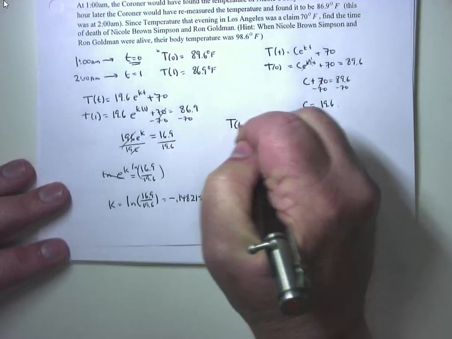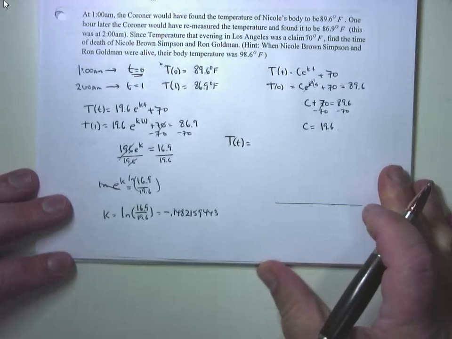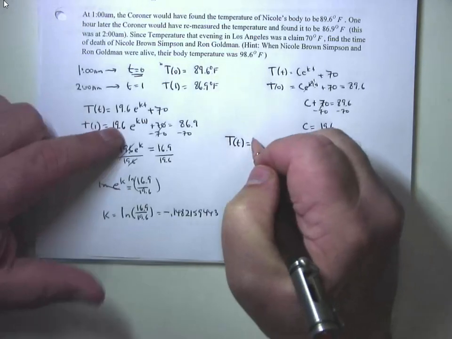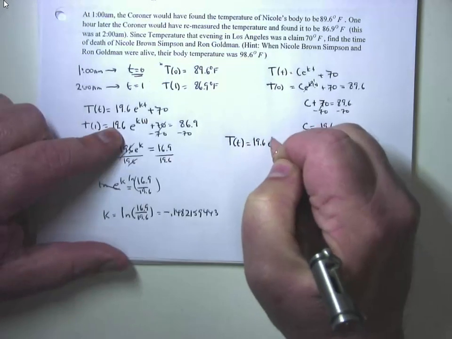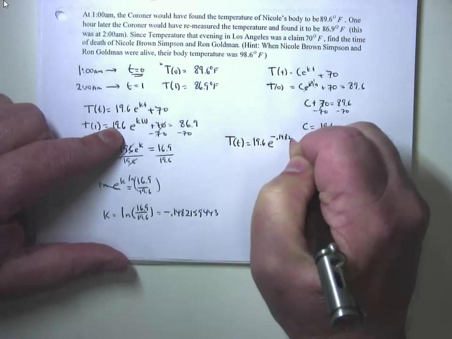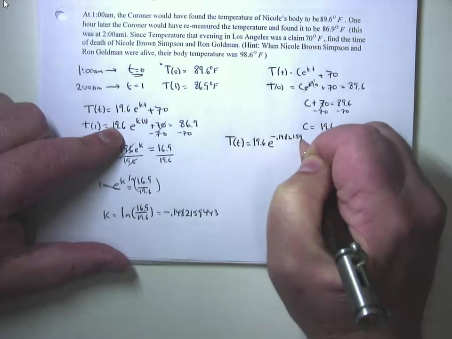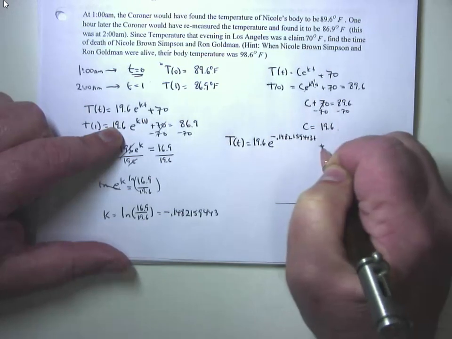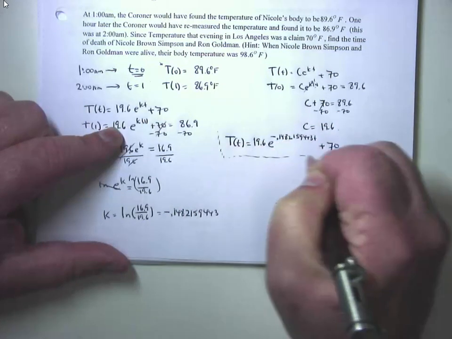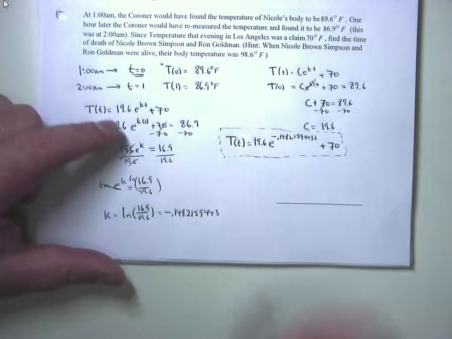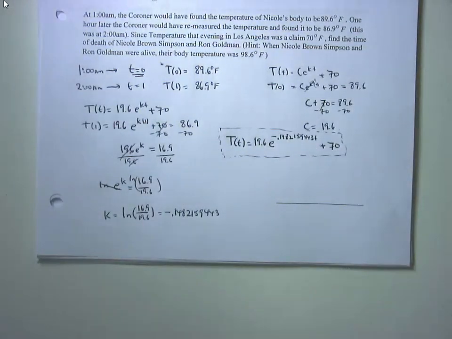the body temperature modeling formula, big T of little t is equal to 19.6 e to the negative 0.1482159443 t plus 70. This is, like I said, the modeling equation. Now here's the question. The question is, when was the murder committed? We want to know the time of death. When were they murdered? You got to do the math.